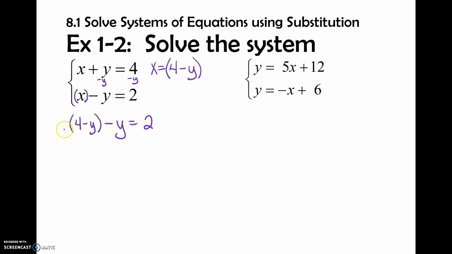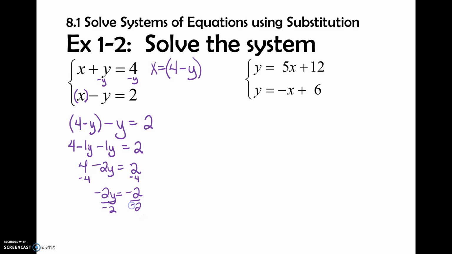If there happens to be a number in front of the parentheses, you would need to distribute. There is not in this case. And minus y means a negative 1y. What is negative 1y and negative 1y? Negative 2y. So we have 4 minus 2y equals 2. Subtract 4 on both sides. And then divide by negative 2. Y equals 1.